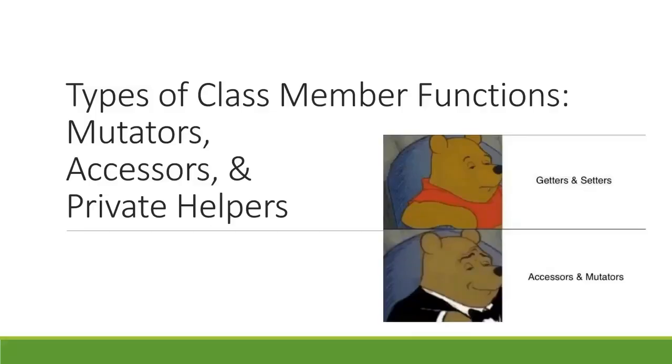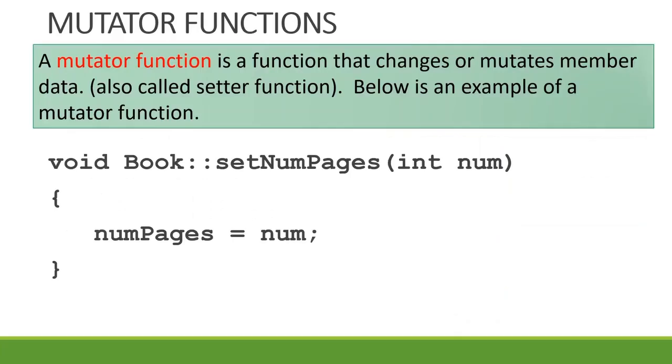Right, let's talk about the types of member functions you could have in your class. I'm going to start with mutators, accessors, and private helpers. A mutator function is a function that changes or mutates member data. In other words, changes attributes. We also could call these setter functions, so you'll hear me say mutator and setter interchangeably.